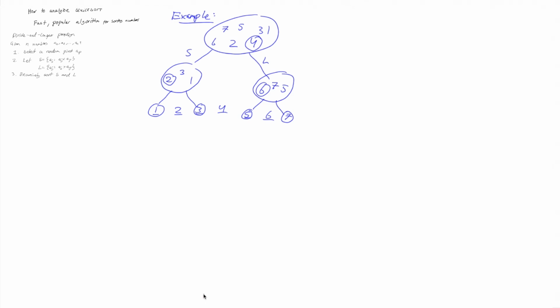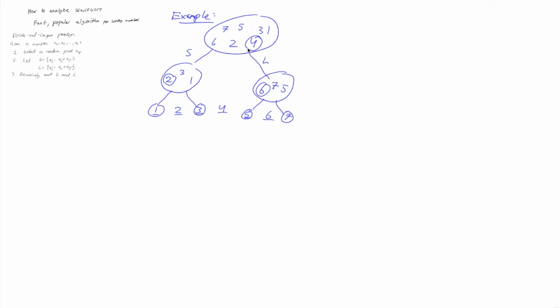So to analyze the quicksort algorithm, we can observe the first step, selecting a random pivot, that we can do very efficiently. Just select a random number between 1 and n. However, after we selected a random pivot, we need to partition the current instance into 2 smaller instances, namely S and L. And to do that, we need to compare each element to the pivot.